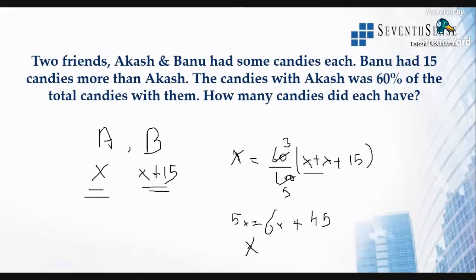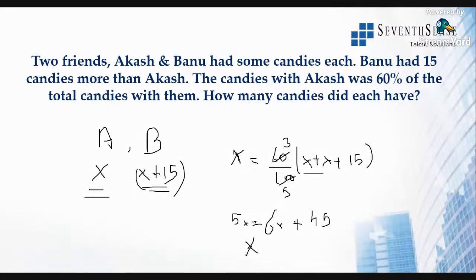We can just look at the question. Banu had 15 candies more than Akash. So if she has 15 candies more than Akash, that is what we have considered, right? Then the candies with Akash was 60% of the total candies with them. How many candies did each have? I think there is a slight mistake in the question itself.